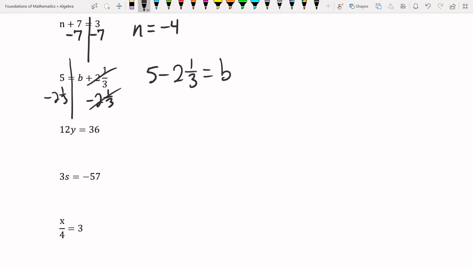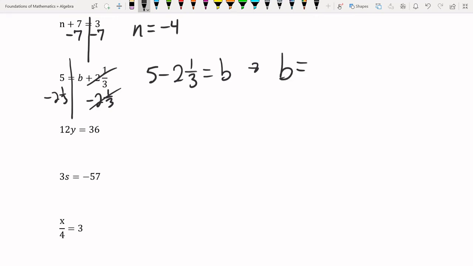Most of the time, I do not like working with mixed numbers. The previous one was very simple, but in this case, we're subtracting. You can do this by using mixed numbers, but in my mind, it's easier to change it to improper fractions. So I'm going to flip this equation around just so it's easier to write, but I'm not changing anything. I'm flipping the sides of the equation.